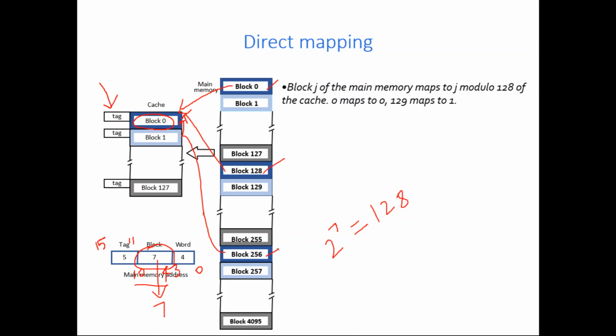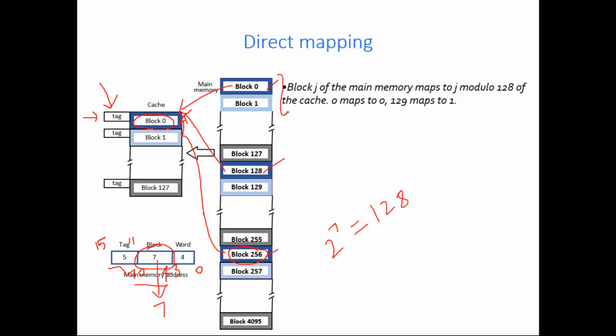Okay, let us assume the CPU wants block 256. This is the one it wants to access. This also will be mapped to block 0 only, so it should check here only. If this is the block the CPU wanted to access, then what should this tag bit be?